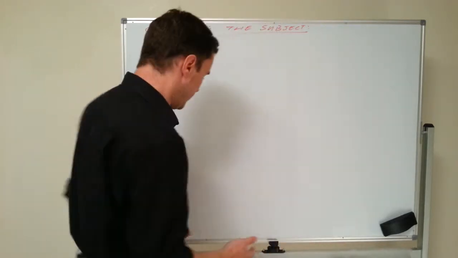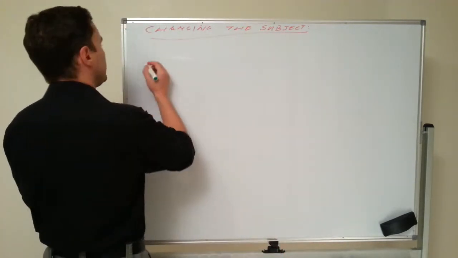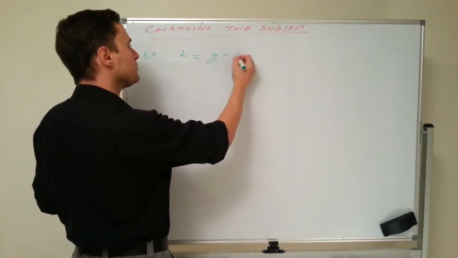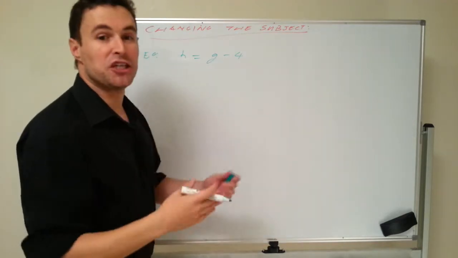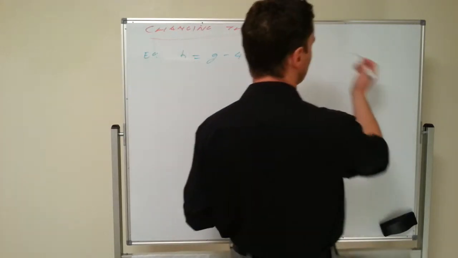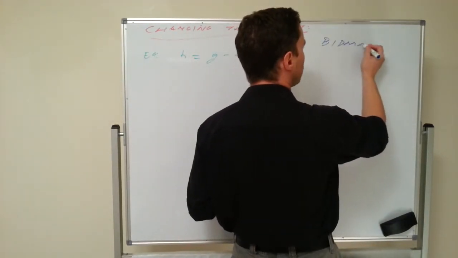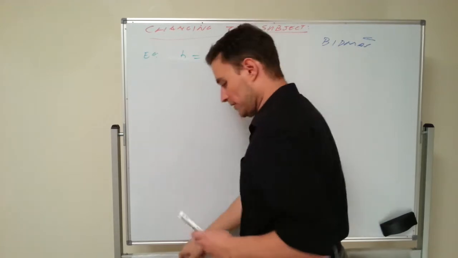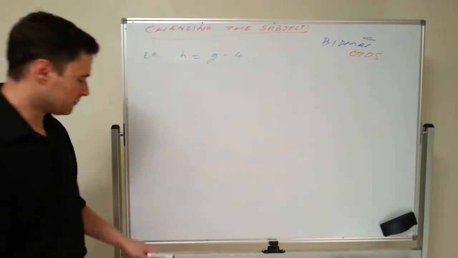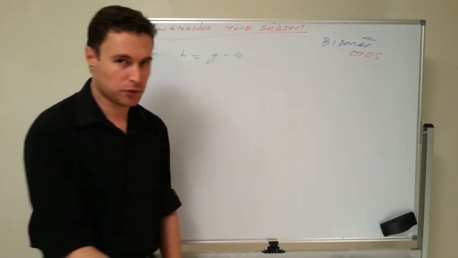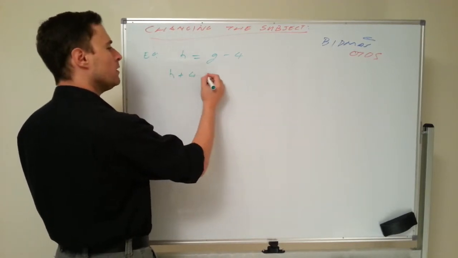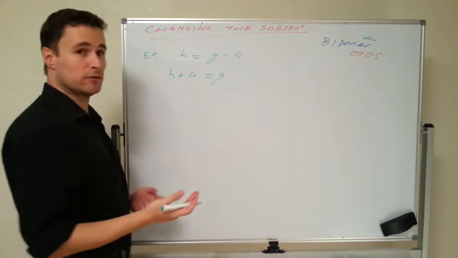Okay, so let's look at something pretty straightforward. E.g., h equals g minus 4. And the question is, make g the subject of the formula. Now, if you've seen my videos on solving equations, all you have to do is apply BIDMAS backwards and the opposite to the other side in order to get g alone, because that's what they mean when they say make g the subject of the formula. Okay, so opposite of minus 4 is plus 4, h plus 4 equals g. Done. That's it.